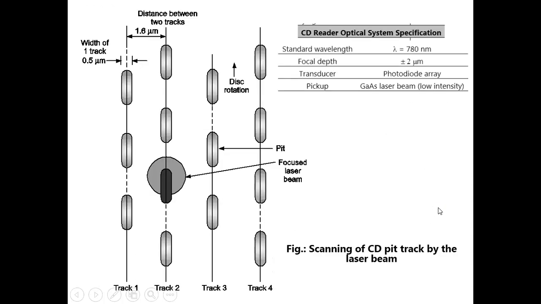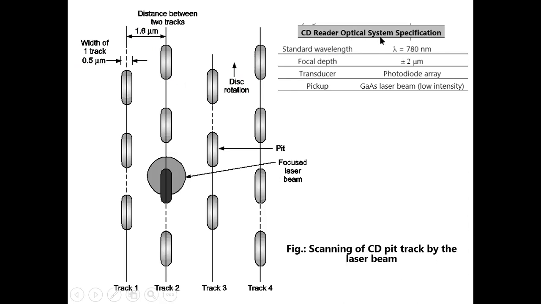Now, if you see the different specifications of the tracks, then immediately you will understand this thing. So what is it? Track 1, track 2, track 3, track 4. If you consider the width of track, it is about 0.5 micrometer in CD. The distance between two tracks is 1.6 micrometer, and the rotation of disc. So the edges are normally representing pits, and the remaining area is known as lands. Okay, then this is the different tracks information.